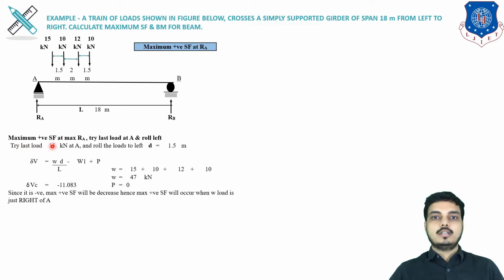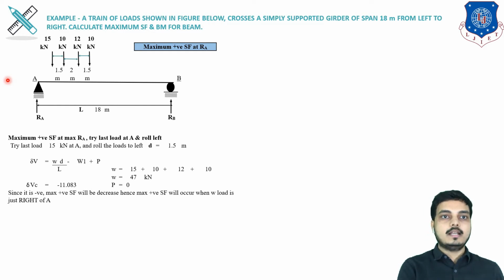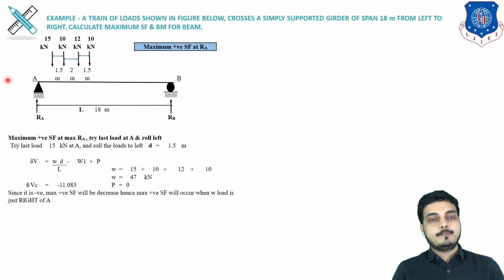Now here for maximum positive shear force at maximum RA, try last load at A and roll left. Means here I have taken this 15 kilonewton at A and rolled towards left. Before that, how can we find this maximum shear force? We will be using the formula of RA and RB and drawing the ILD diagram for RA and RB, and on that we will put all the loads and then find out our maximum shear force and bending moment value.